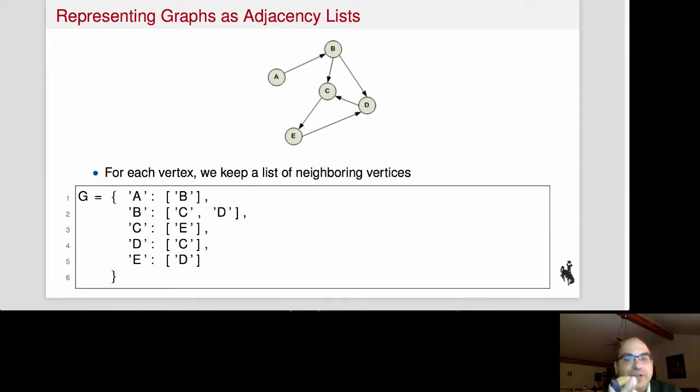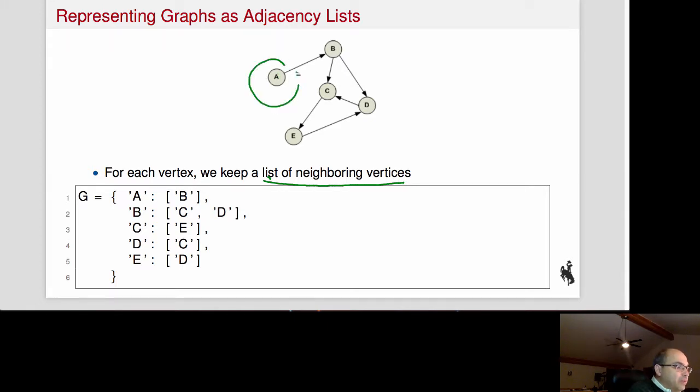Now for trees, the way that we represent it is simply by having a pointer to the left and the right subtree. You might have a list of subtrees in the case that it's not a binary tree. Easy, that was a representation. For graphs, we can't do that. So instead, what we have to do is keep track of everything. We'll keep the list of neighboring vertices for each vertex.